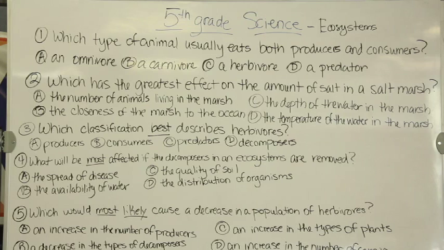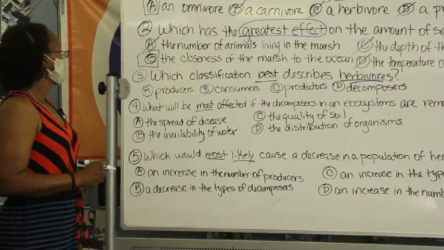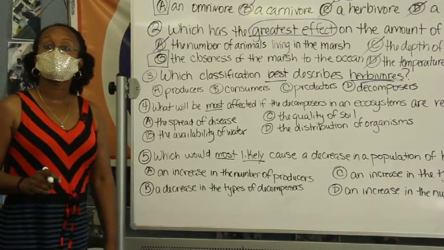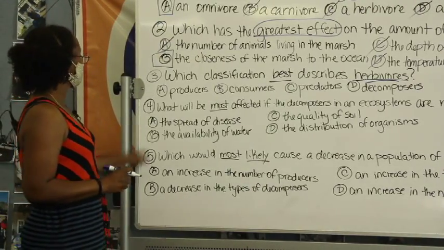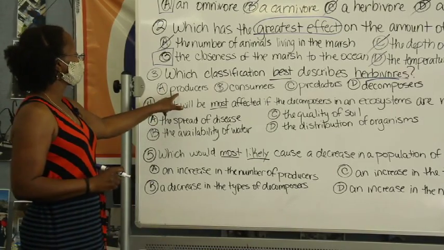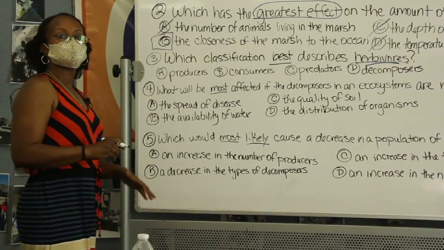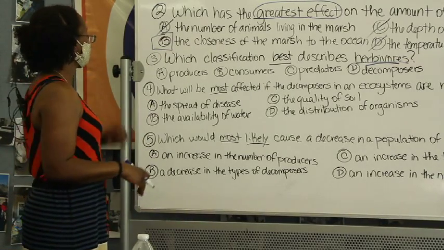Now, number 3. Which classification best describes herbivores? What are herbivores? Hope you remember, they eat plants or producers. And I think I just gave you the answer, but let's look anyway. A, what's the best classification? Are they producers? Producers pretty much make the food that's going to be eaten.